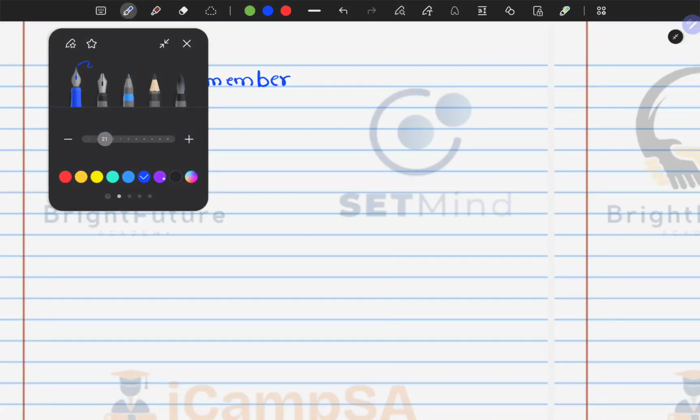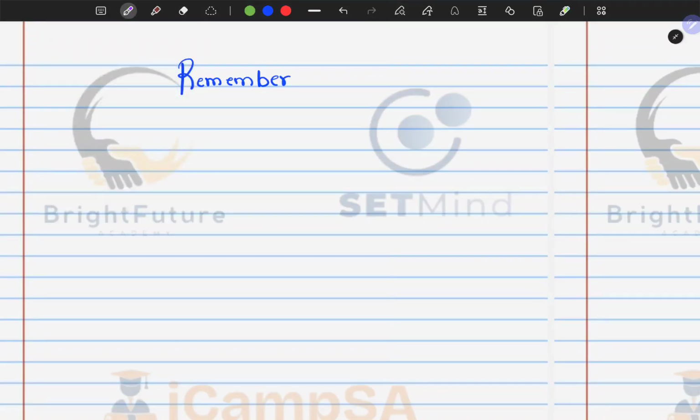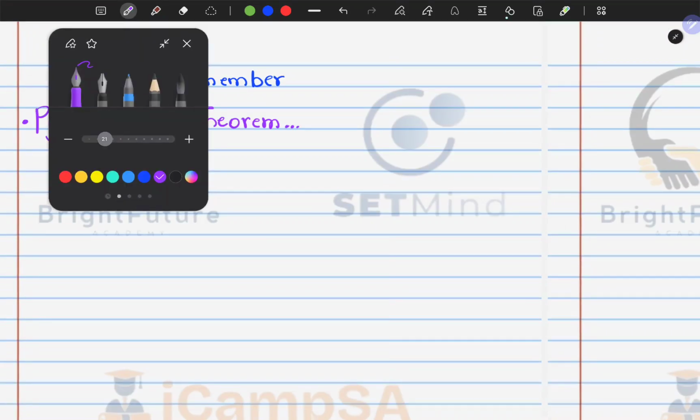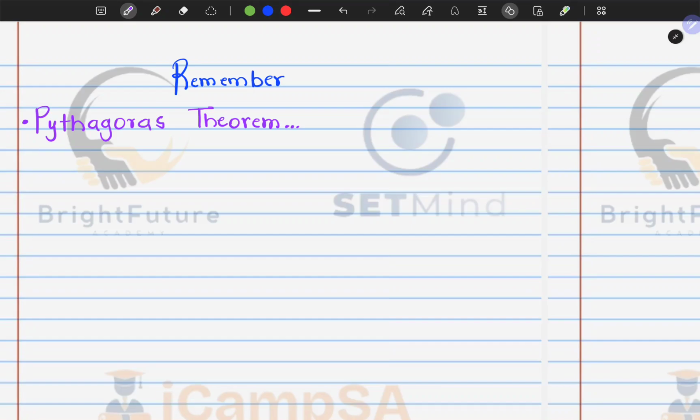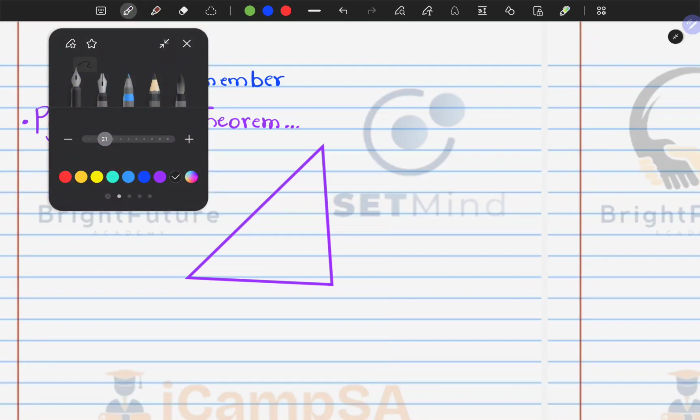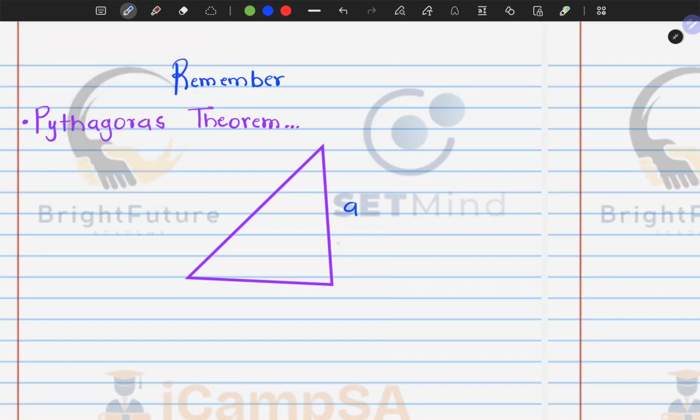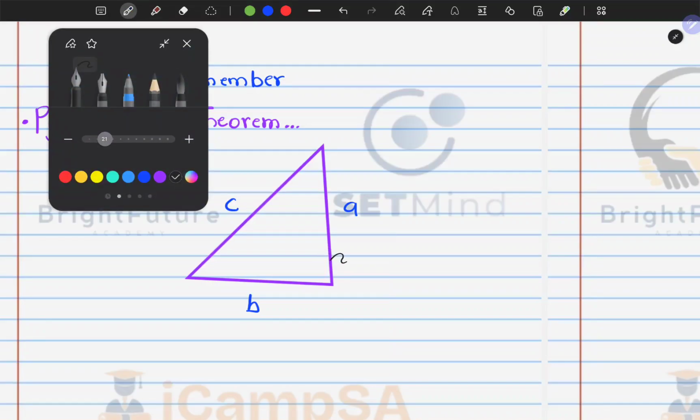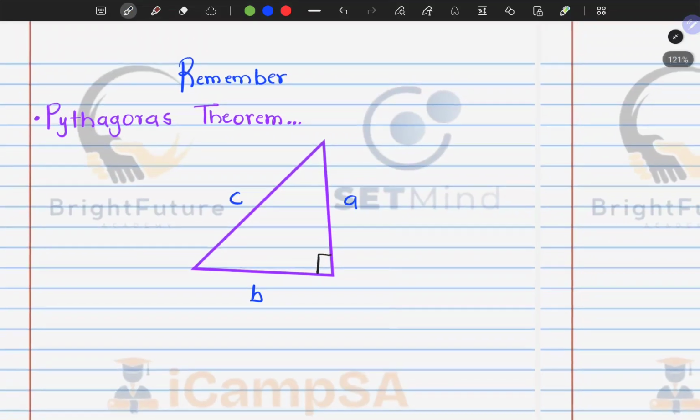The first thing that I need you to remember is your Pythagoras theorem. So let's have a look at what I need you to remember about the Pythagoras theorem. I'm just going to quickly draw a right angle triangle like that. There we go. And then we are going to label the sides. I'm going to have side A, then B, then C, and I'm going to make this a right angled triangle.